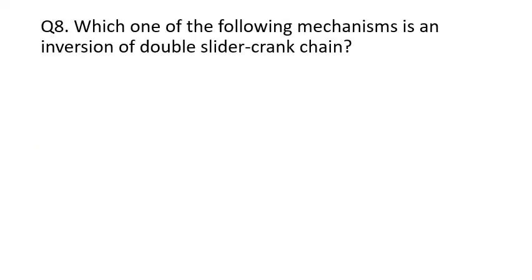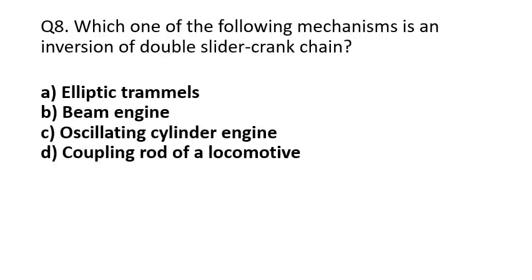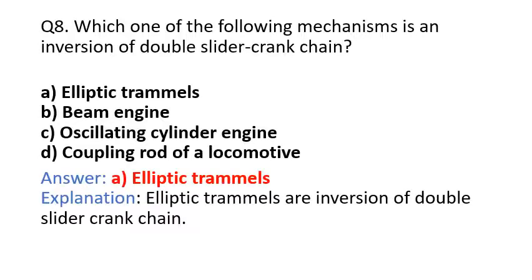Question number 8. Which one of the following mechanisms is an inversion of double slider crank chain? Answer A. Elliptical trammel, B. Beam engine, C. Oscillating cylinder engine, D. Coupling rod of a locomotive. So the answer is elliptical trammel. Why is elliptical trammel the inversion of a double slider crank chain? So it is a double slider crank.